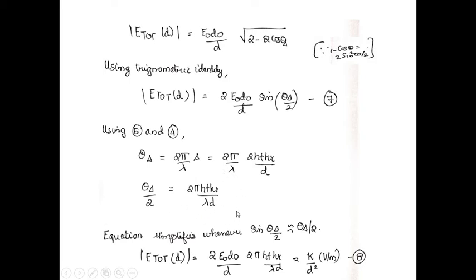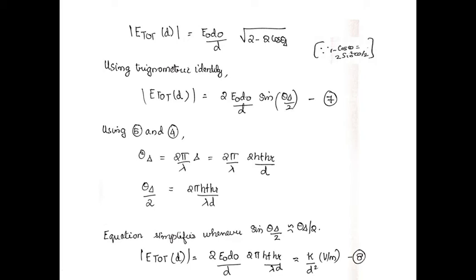Now this equation simplifies whenever sine theta delta by 2 is approximately equal to theta delta by 2. So when we substitute back, we get the magnitude of the total electric field as 2E0 d0 by d into 2 pi ht hr by lambda d. Now, why is it written as K by d square volt per meter? Since it is the total electric field, the unit is volt per meter and all the other terms are constant except the distance d, which can vary. That is the distance between the transmitter and receiver.